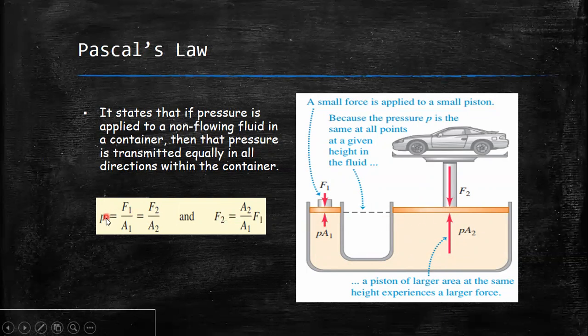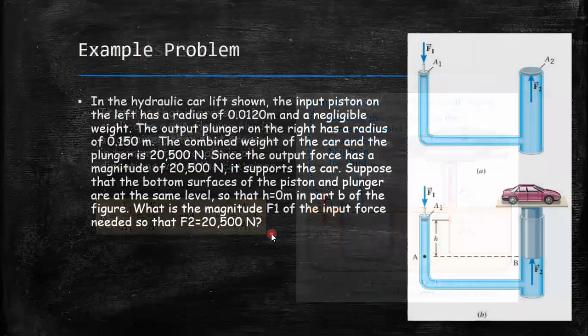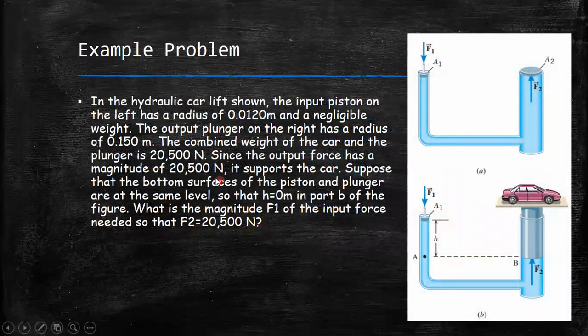That will arrive at this equation: the pressure at P1 and P2 is equal, or point 1 and point 2 are equal. Thus, we have the ratio of force and area at point 1 equal to the ratio of force and area at point 2. Now let's have an example problem.